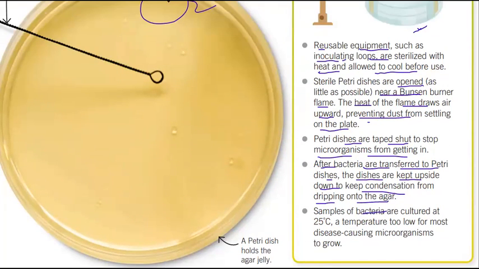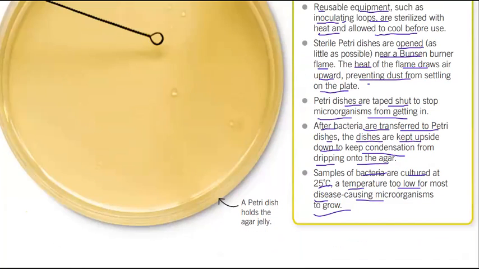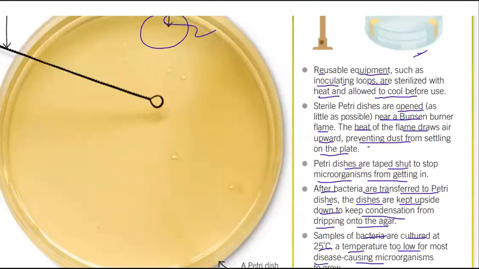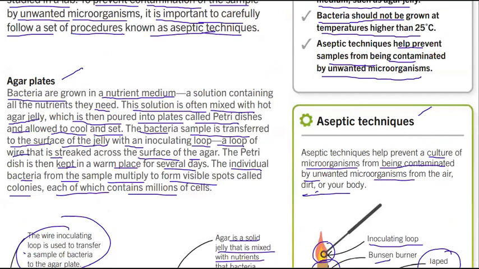Samples of bacteria are cultured at 25 degrees Celsius, a temperature too low for most disease-causing microorganisms to grow. These are called aseptic techniques.